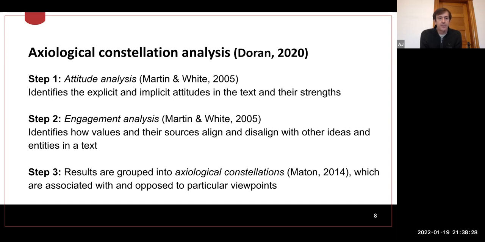Step one being an attitude analysis, not that different than what Eszter was just showing, which identified the explicit and implicit attitudes in the text. Really, not necessarily their strengths, but really their polarity. In step two, I carried out an engagement analysis. This identified how values and their sources aligned and disaligned with other ideas and entities in the text, ideas and entities that were non-evaluated. And then step three was grouping these findings together, these elements, as Eszter referred to them, into constellations, which were associated with and opposed to particular viewpoints. And I'll get into the complexity of that nuance towards the end.